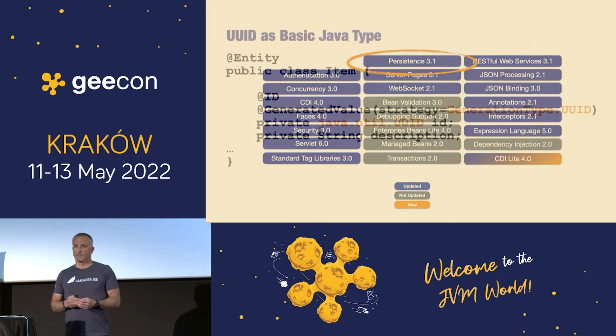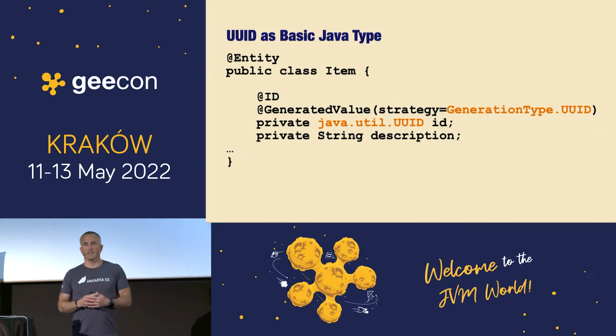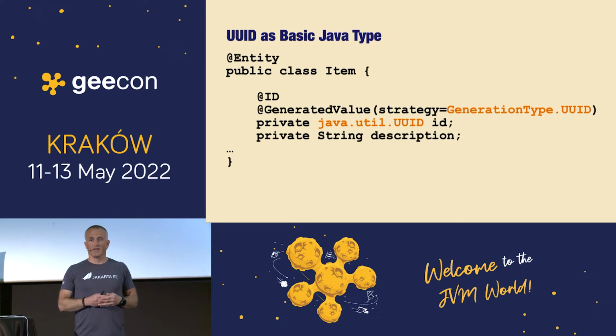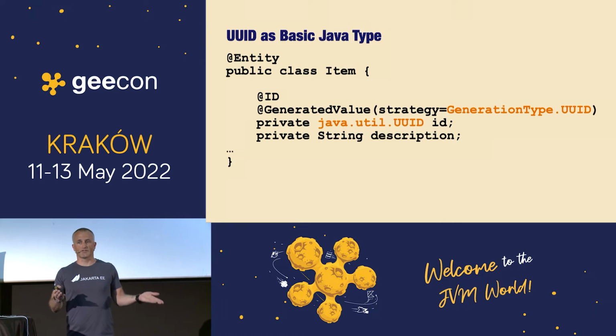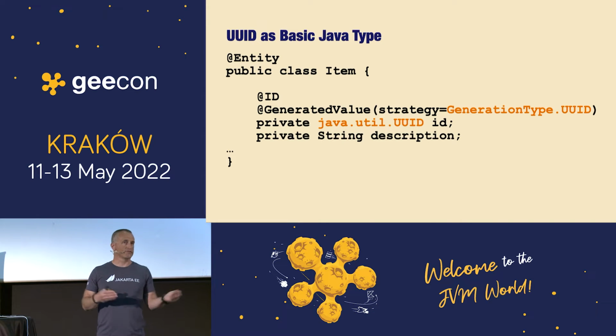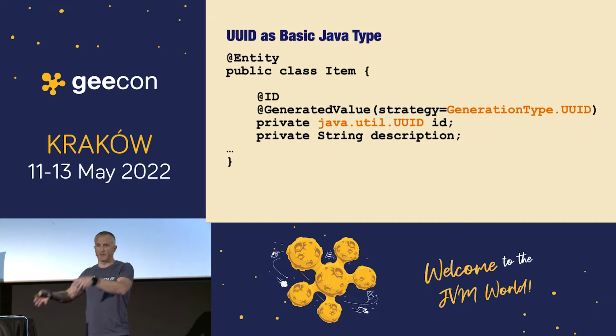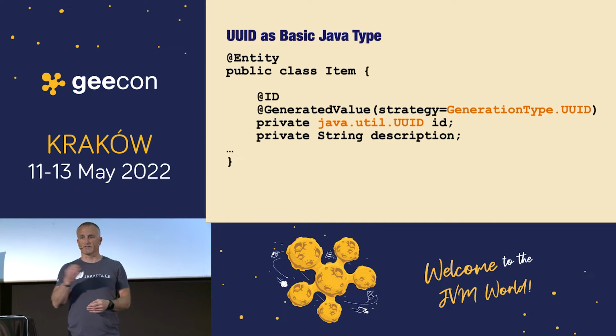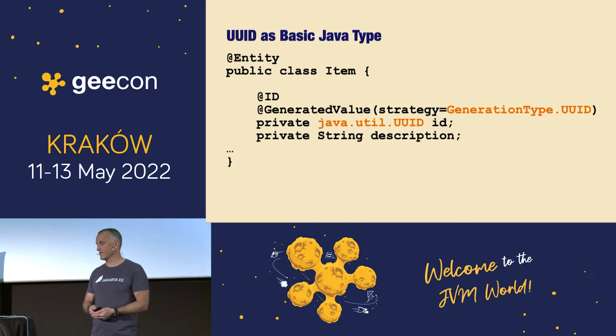Persistence is a minor update, and they're adding some small useful stuff. I don't know if you're using UUIDs in your database, but now there is standard support for it using Jakarta Persistence, so you don't have to do the conversion between a varchar or string to UUID and generate them yourselves. It's supported by the API.